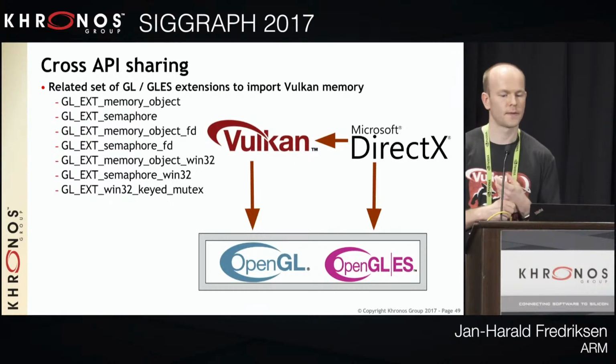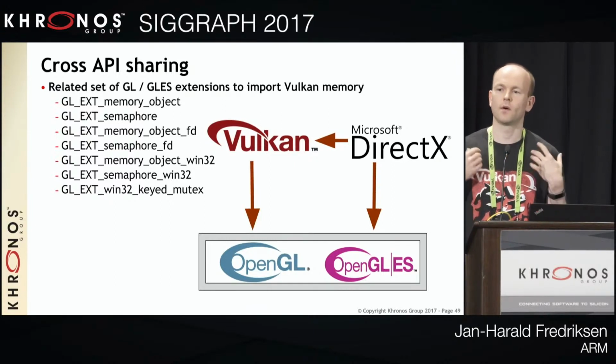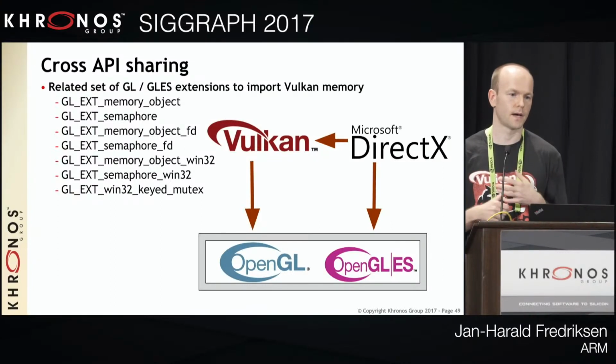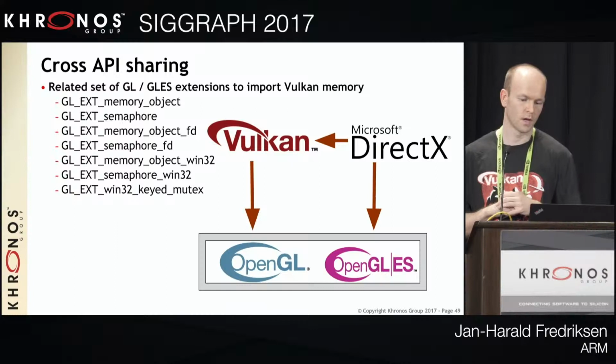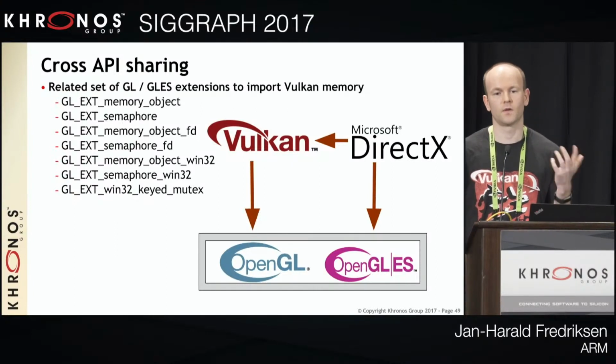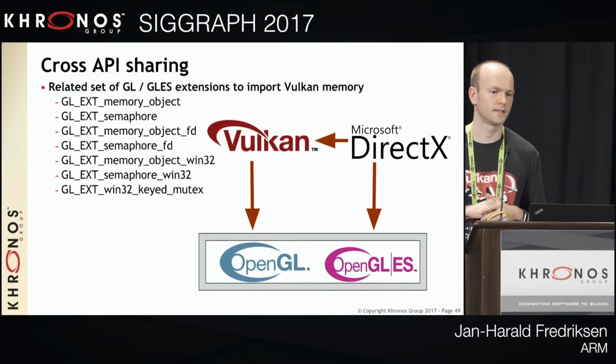And so Piers already mentioned this, but since they share these memory objects, they now allow you to import things between various APIs. And they're not necessarily only the Khronos APIs either. Since there are Win32 handles, as long as you can get one of those, you can import that into the various APIs.